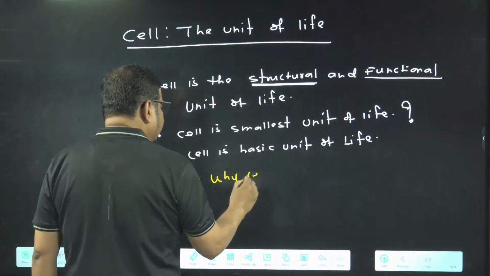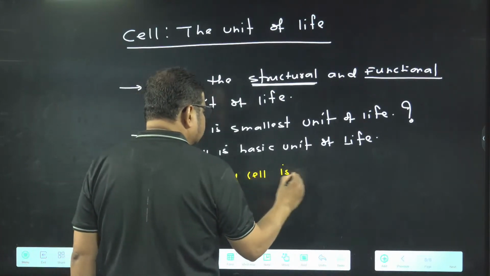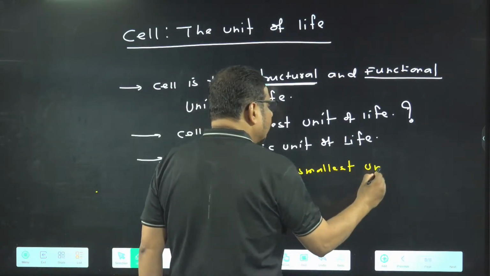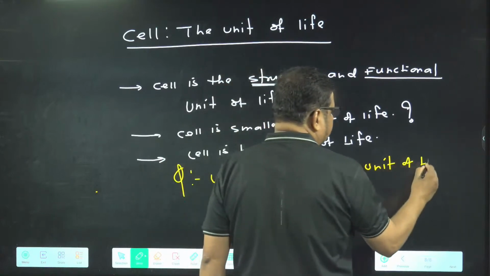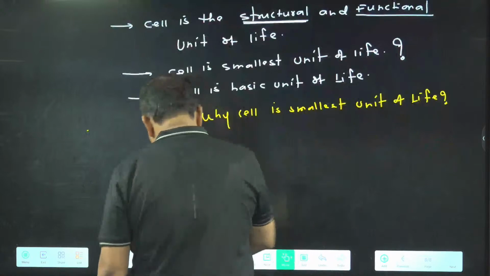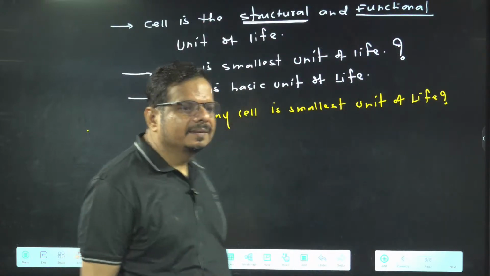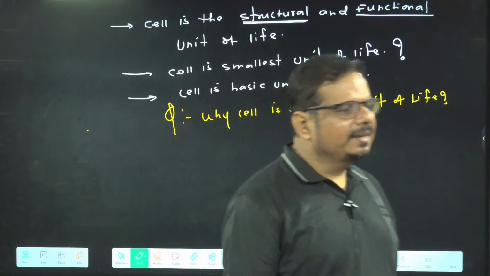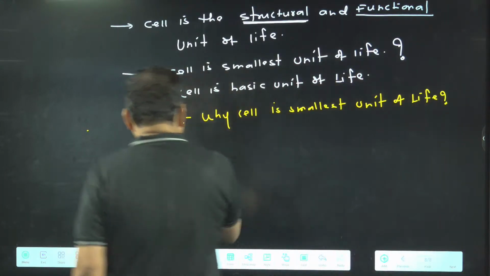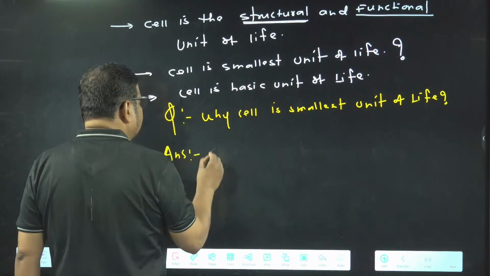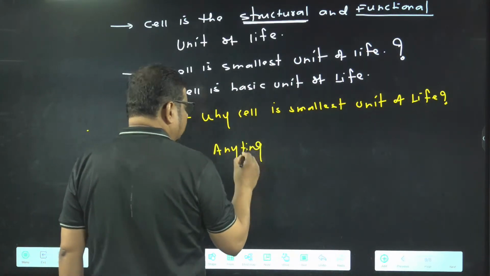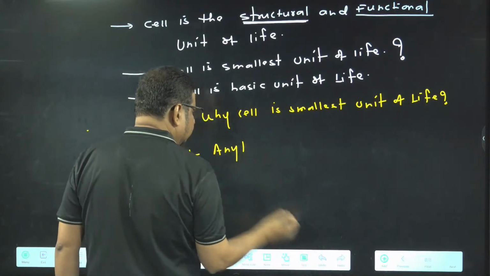Cell is a very important chapter. Why is it the smallest unit of life? Can anybody answer it? Yeah, NCERT wrote a line in the answer. And what answer is there?